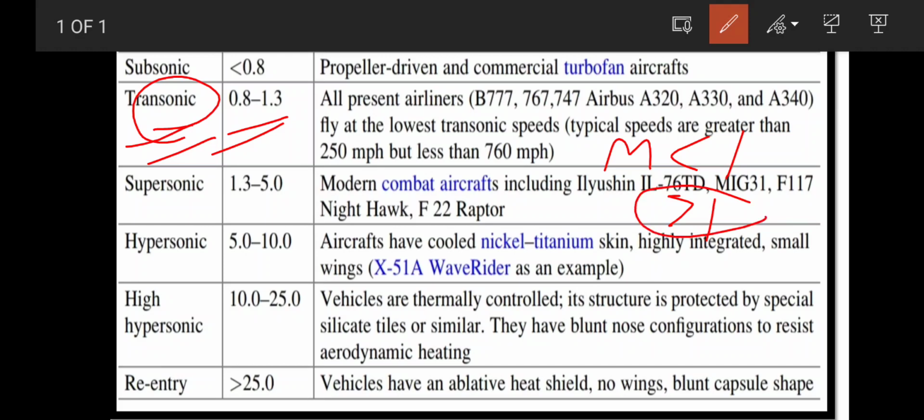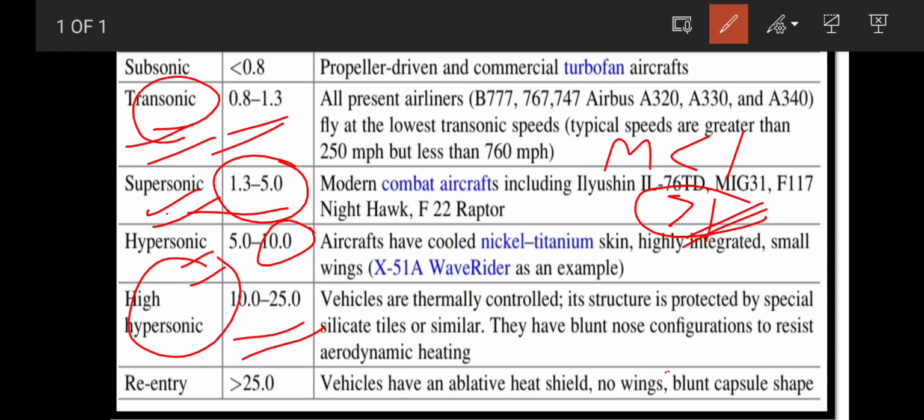But again, in supersonic, when you are going more than 1, there also you have a lot of classifications you can see here. We consider from 1.2, or you can say from 1.3 to 5, as supersonic. But when the Mach number goes beyond 5, you can say hypersonic. When the Mach number goes beyond 10, between 10 to 25, you can say high hypersonic. And when the Mach number goes beyond 25, then you will say re-entry, that range.